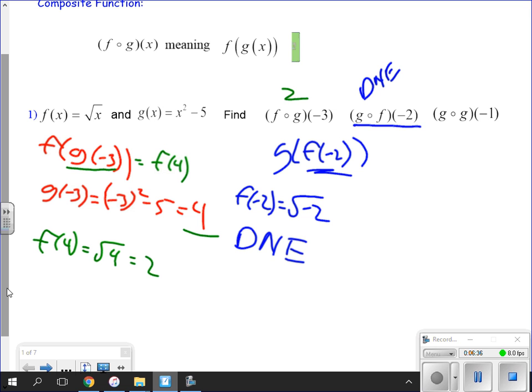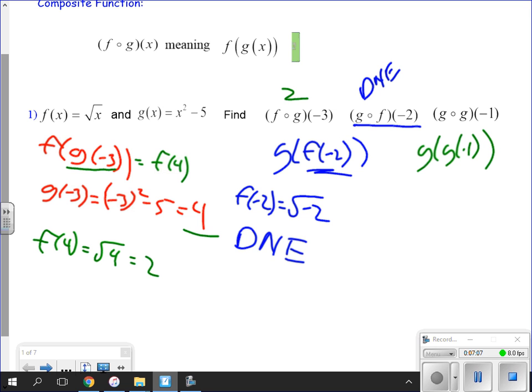Okay. So the last one: G composed of G of -1. This is not G of -1. What you have to do is find what G of -1 is, take that number and stick it back into G. You can have a function composed of itself. That's okay. You can take a function and stick it inside itself. That works out just fine.